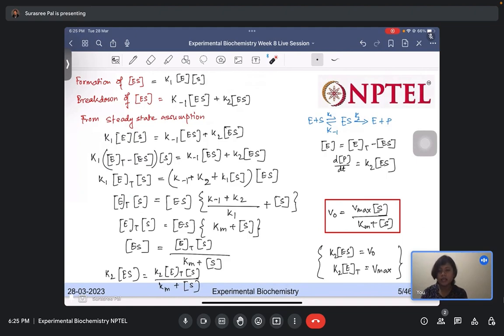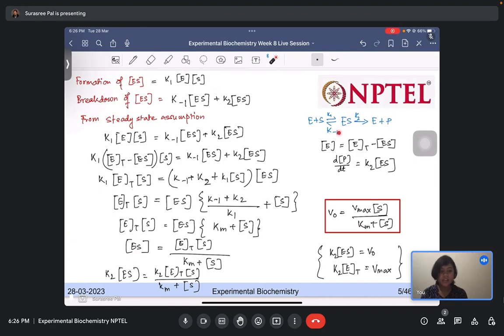So this is the reaction when enzyme and substrate combine to form ES, and then ES is converted to enzyme and product. Now what is the rate of formation of ES? The rate of formation of ES can be written as k1 into E into S. This is the rate of formation of ES.